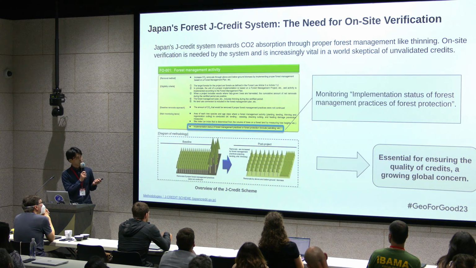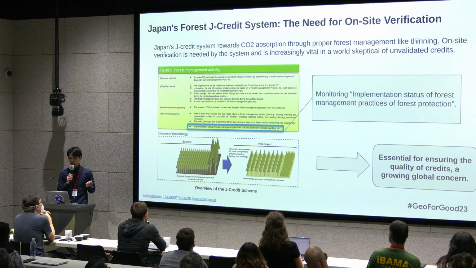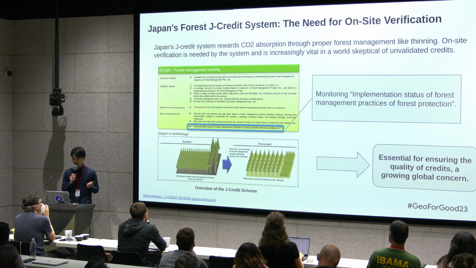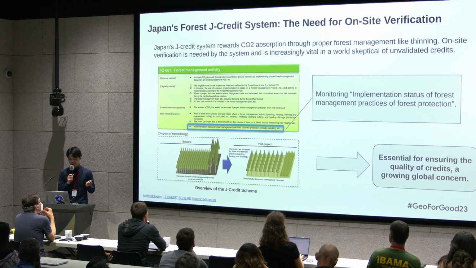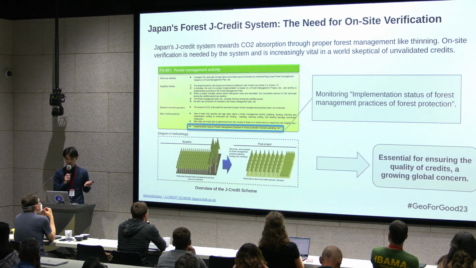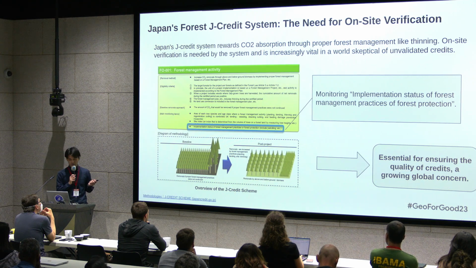Under Japan's forest J-credit scheme, credits are issued for additional CO2 absorption based on the implementation of appropriate practices such as thinning, as shown in the figure on the left. At the same time, within the system, monitoring the state of the forest is also required. Additionally, this monitoring is extremely important for ensuring the quality of credit, which has become a serious problem globally.